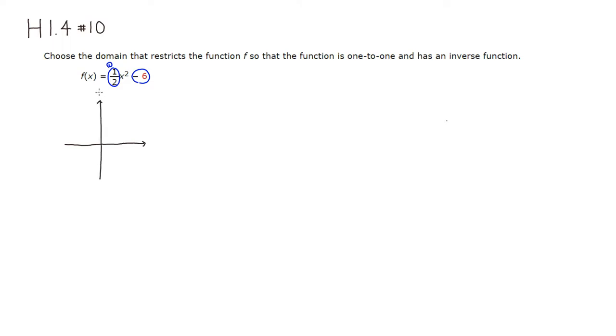Here's the y-axis, the origin, and the x-axis. The original, say, y equals x squared parabola would look kind of like this. By multiplying by 1/2, it becomes 1/2 of the original one, so it gets compressed by a factor of 2 in this case. So you're going to have a picture that looks kind of like that.